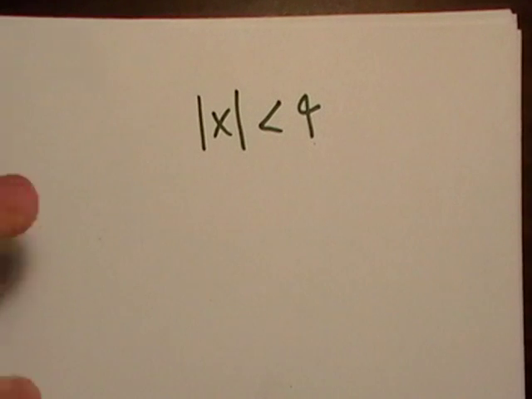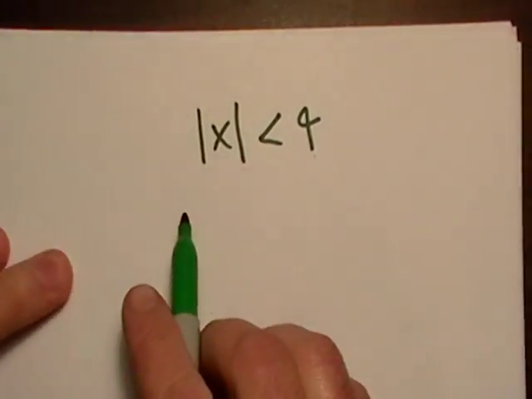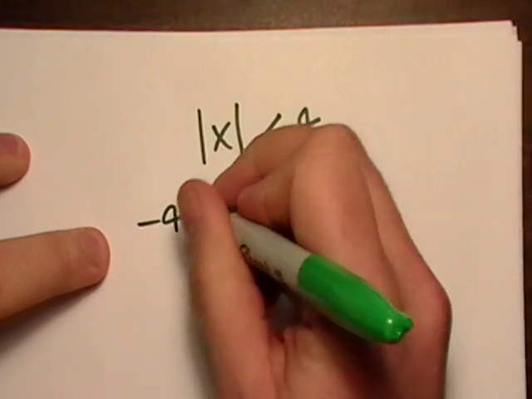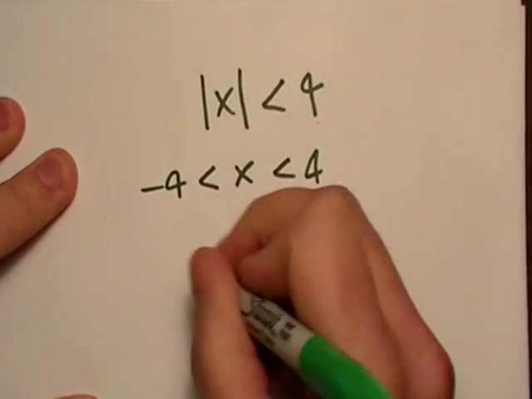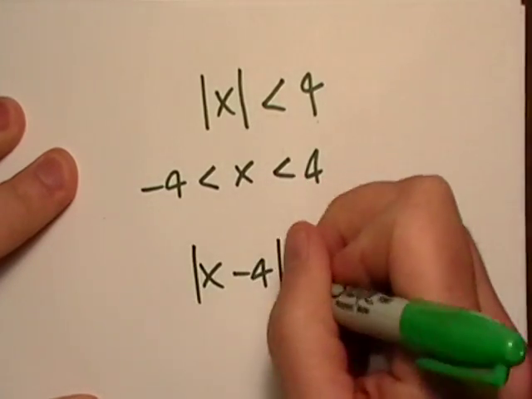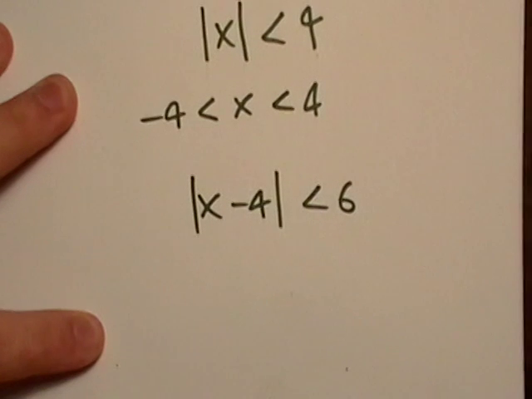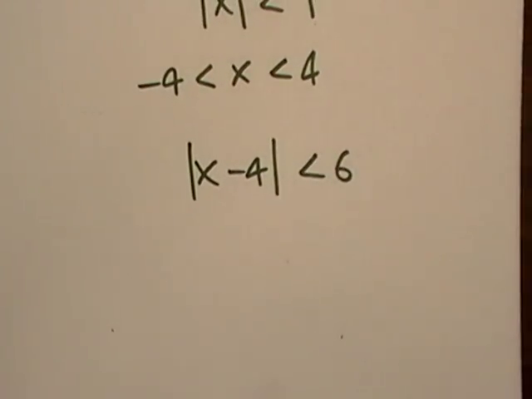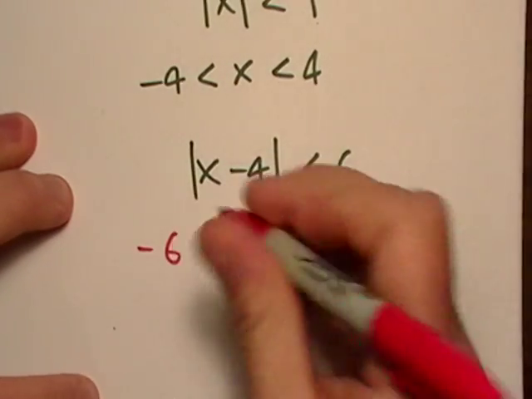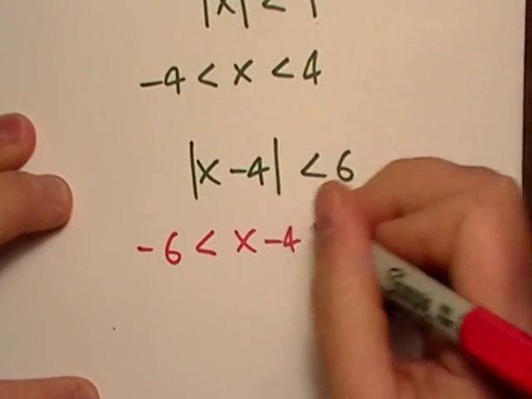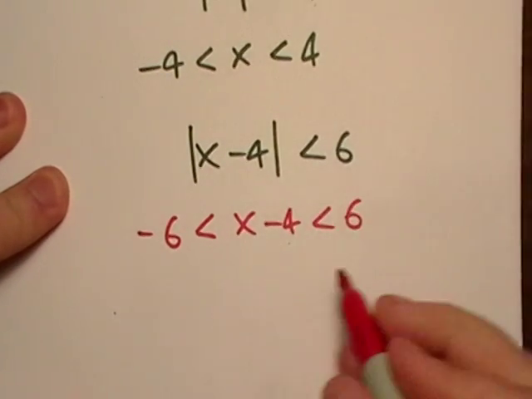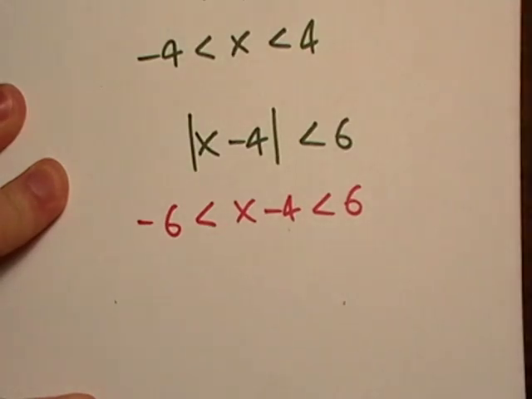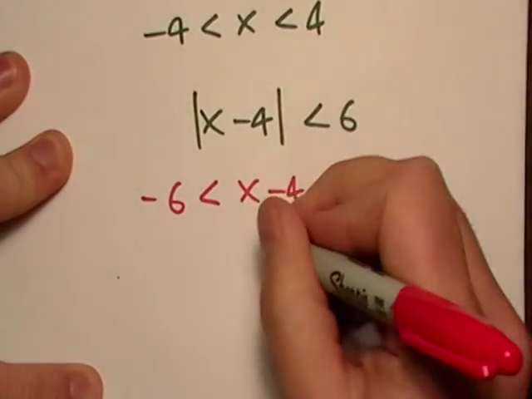First thing is an absolute value. If I want to remove the absolute value bars on this, this is what it's going to look like. Likewise, if I have something like this and I want to remove the absolute value bars, I'm going to end up with another inequality. Now I can even solve for x. This is just an inequality, just like any other one.